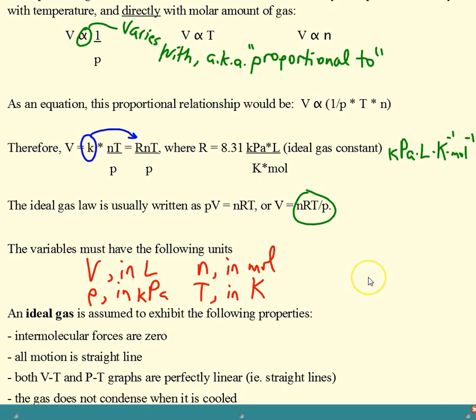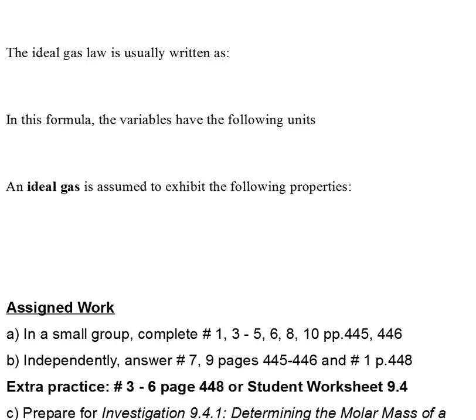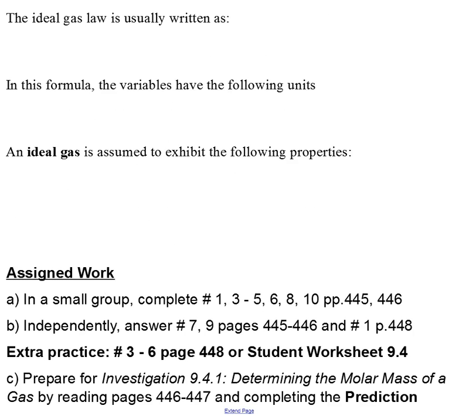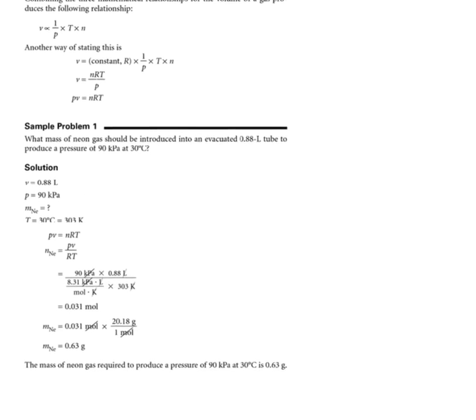Let's see, for applying the ideal gas law, we have your handout here now, which should have been completed. Some questions here that we're going to work through. For the rest of this lesson, I think what I'll do is go through questions involving the ideal gas law from the student worksheet. In this instructional master, you just see the proportionality that we've come up with, combining these into the single formula PV equals nRT.